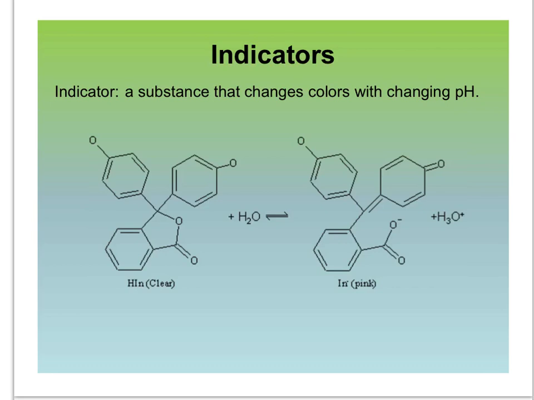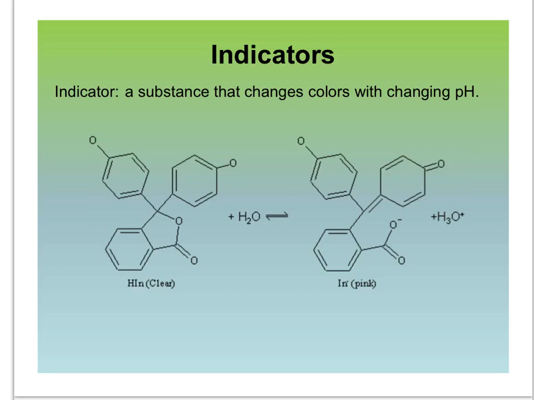And there are hundreds and hundreds of indicators. Some of them are natural, like for example, red roses. What gives them the color red? That is a pigment, that is an indicator. Same thing with purple cabbage or red beets. Those are all natural indicators, and some, of course, are synthetic.